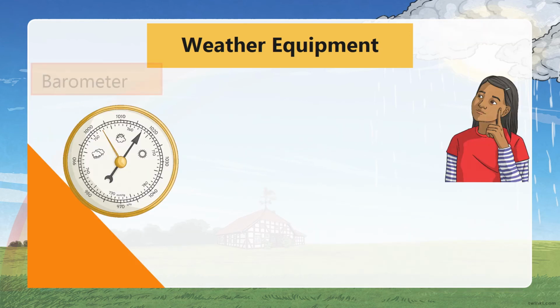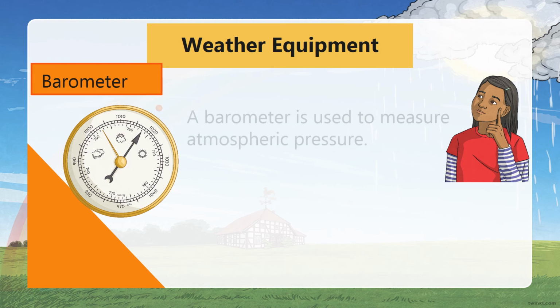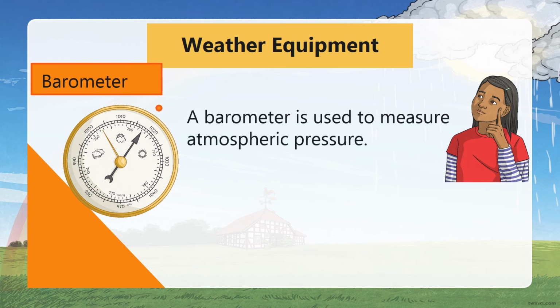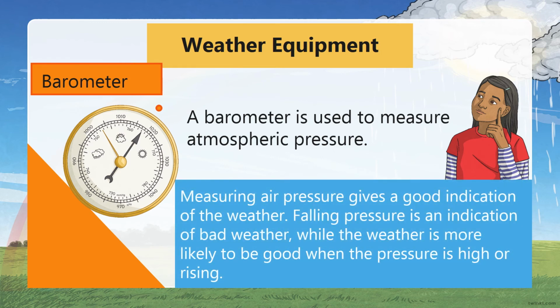Weather equipment, barometer. A barometer is used to measure atmospheric pressure. Measuring air pressure gives a good indication of the weather. Falling pressure is an indication of bad weather. The weather is more likely to be good when the pressure is high or rising.